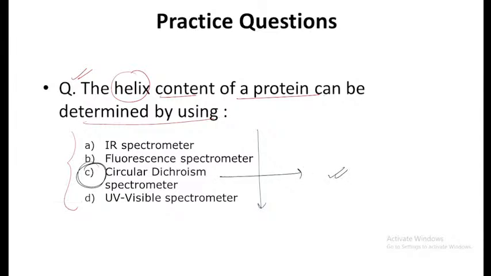Is it clear to everyone? Most of you got the answer correct. Is it clear to you? Yes or no? Yes, all of you who gave the answer, is it clear? Yes.